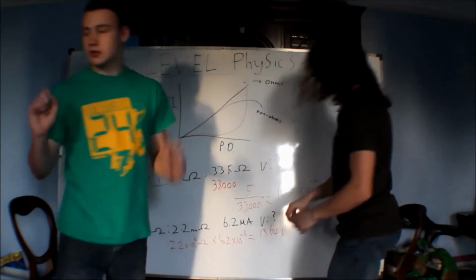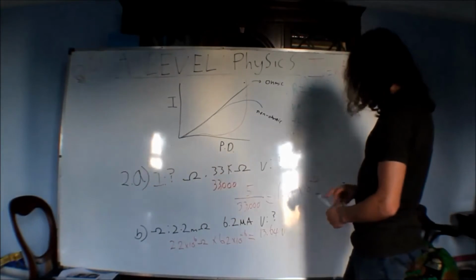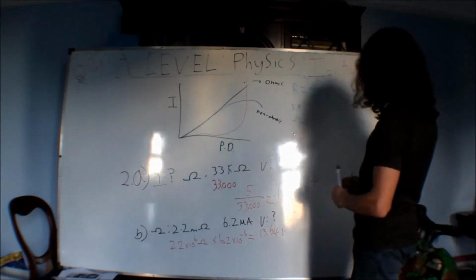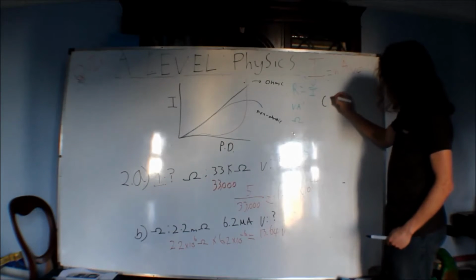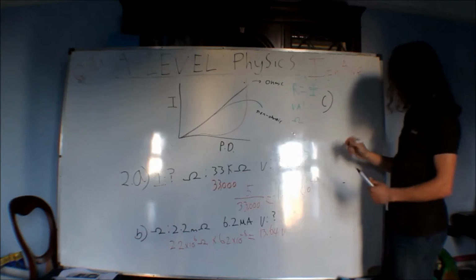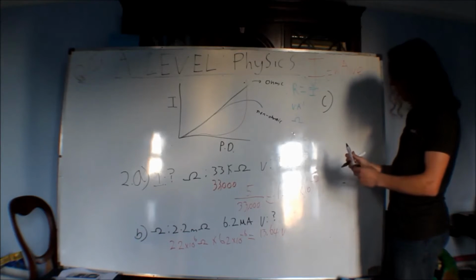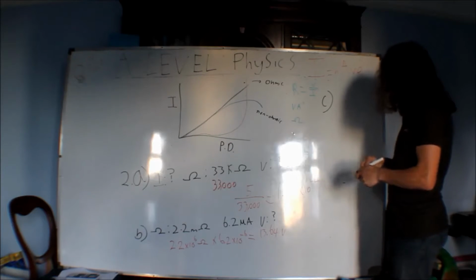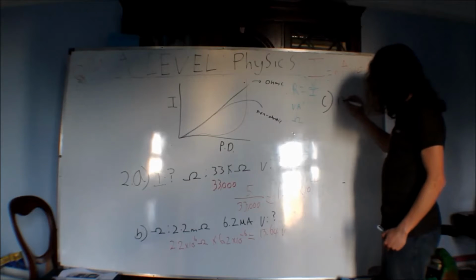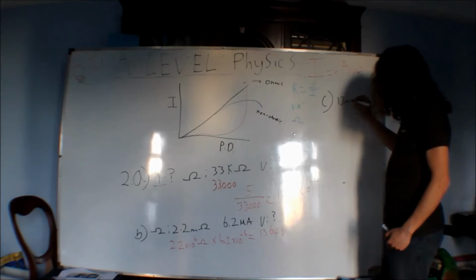Last question is part C. I'm going to put it up here. Okay, this time is calculate the resistance, so we've done all three now, of a resistor which carries a current of 13 milliamps when connected across a 9-volt battery.